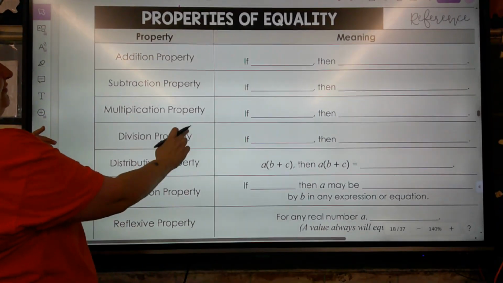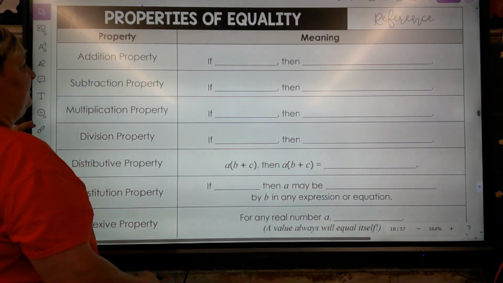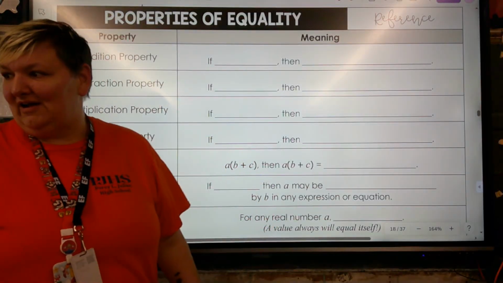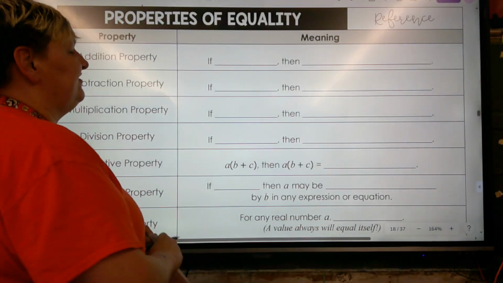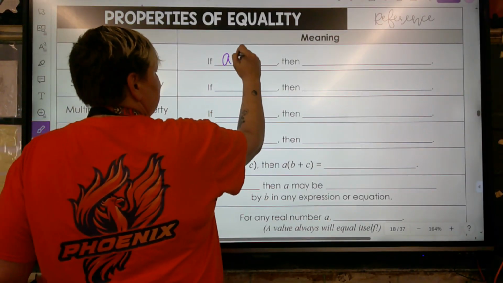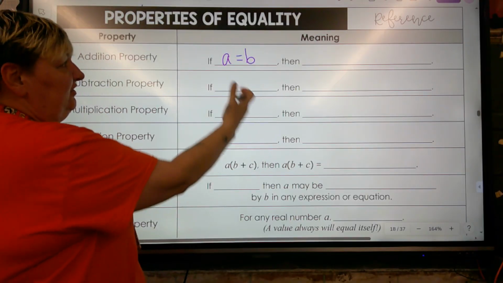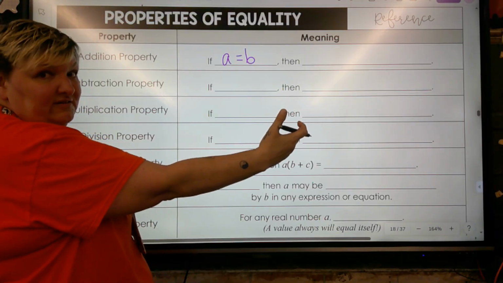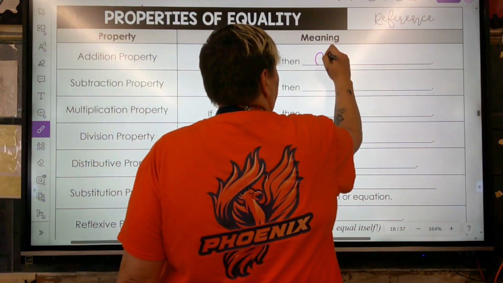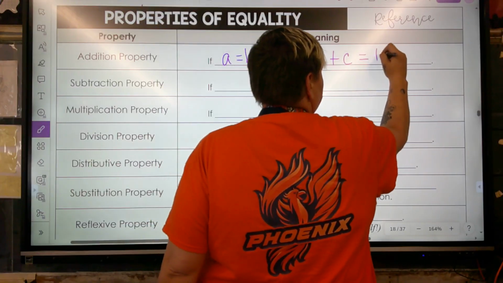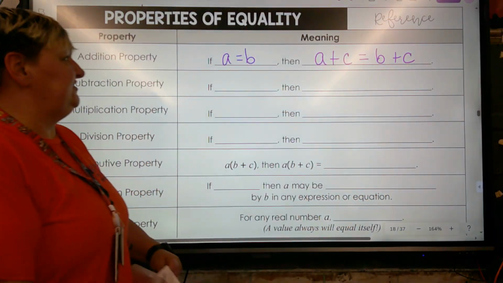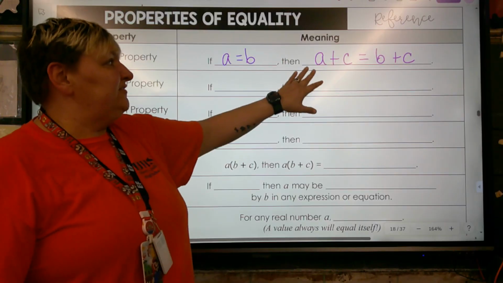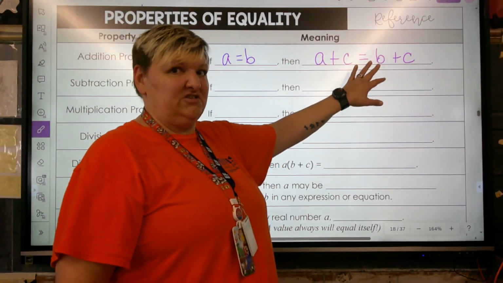Alright, so the property we're starting with is the addition property, and we're using if-then statements, which makes sense because we just learned all about if-then statements, right? So if A equals B, if there's an equation and the left side is equal to the right side, then A plus C equals B plus C. What this means is that as long as you start out with an equation that's equal on both sides, you can add something to both sides without changing anything.